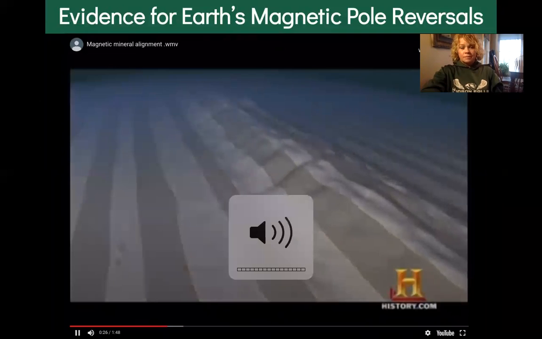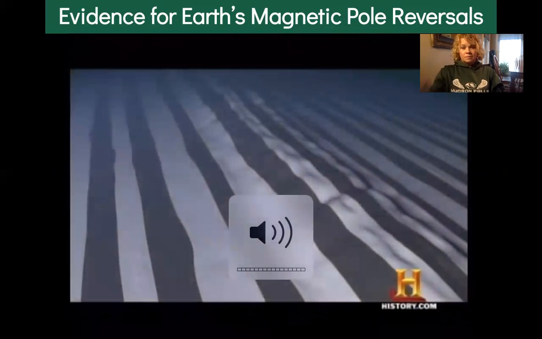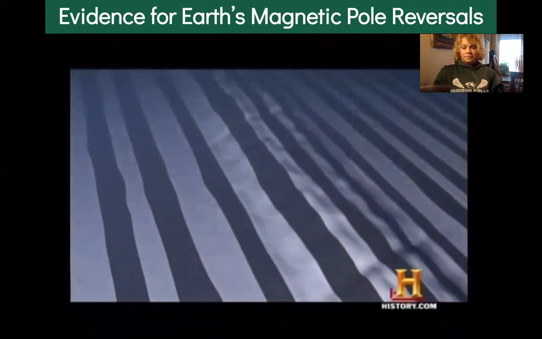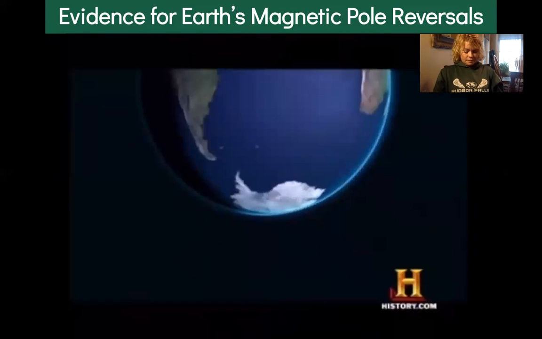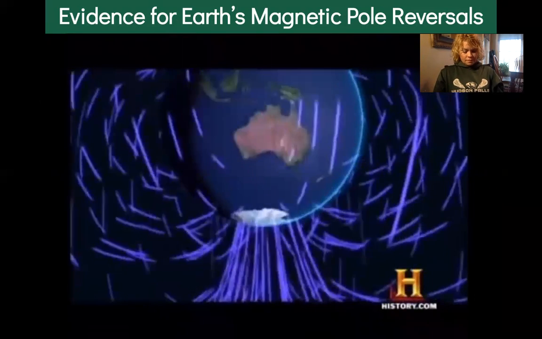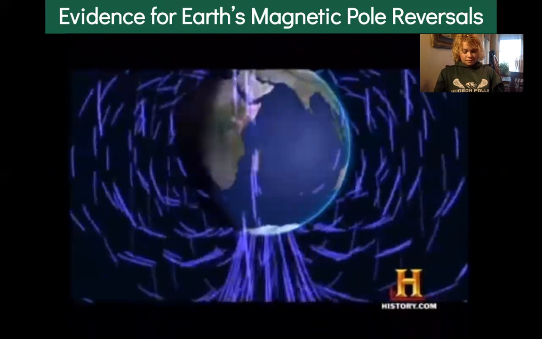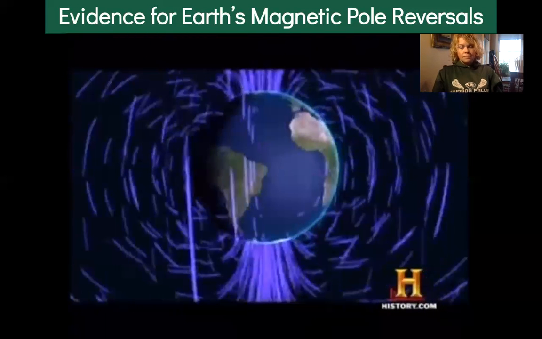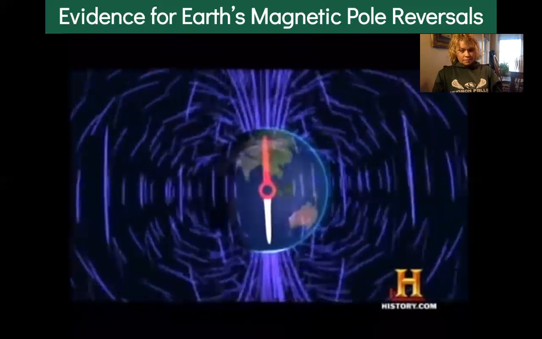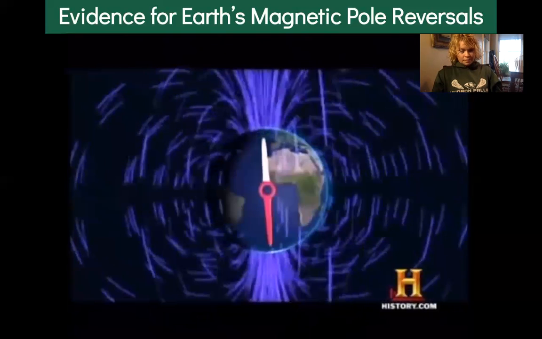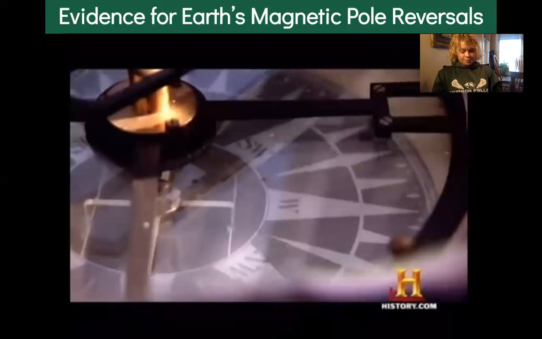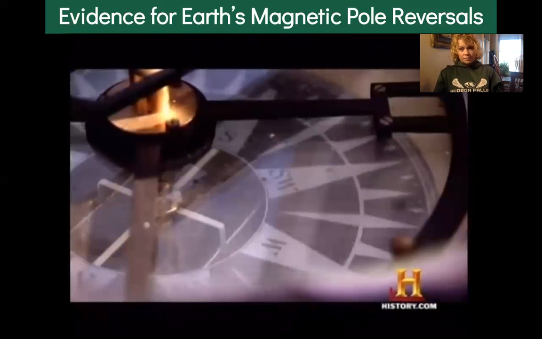Running parallel on either side of the ridge, they found strange stripes of magnetic rocks, alternating positive and negative away from the ridge's peak. Geologists know that the Earth is like a giant magnet with a north and a south pole. But the magnetic poles aren't fixed. Every 300,000 years or so, the magnetic field suddenly flips 180 degrees. When the field flips, a compass that was previously pointing north will swing to the south.